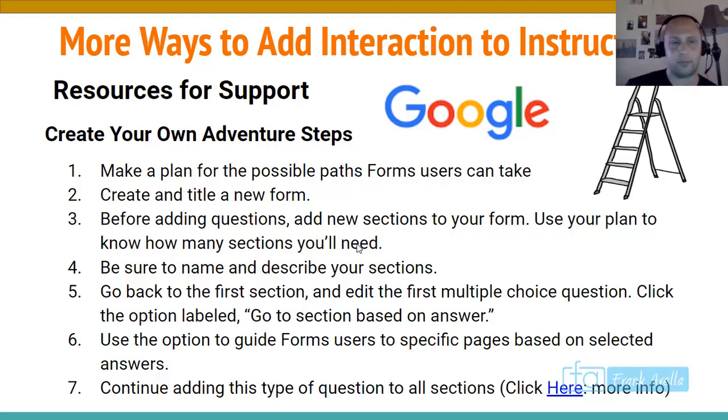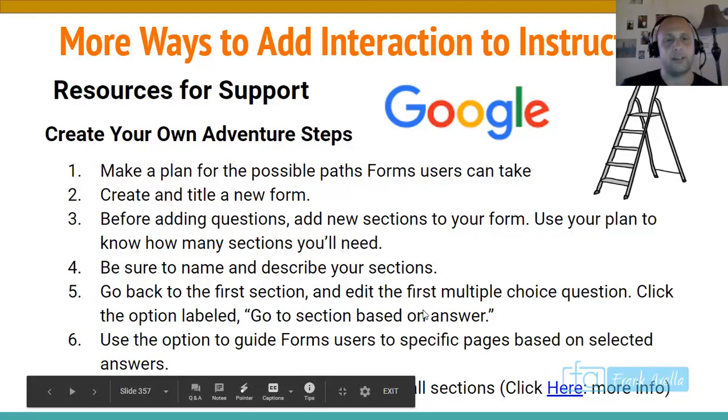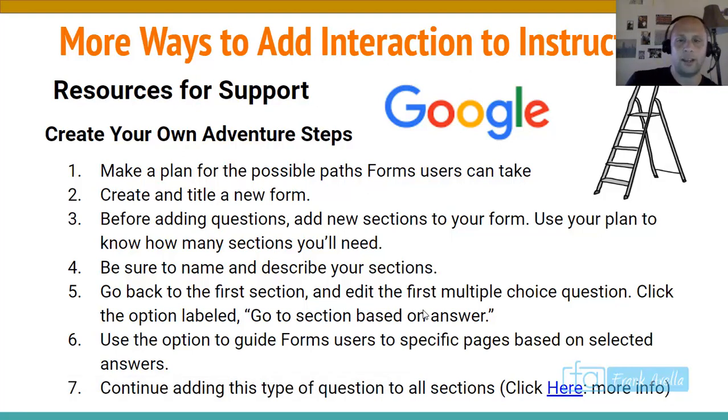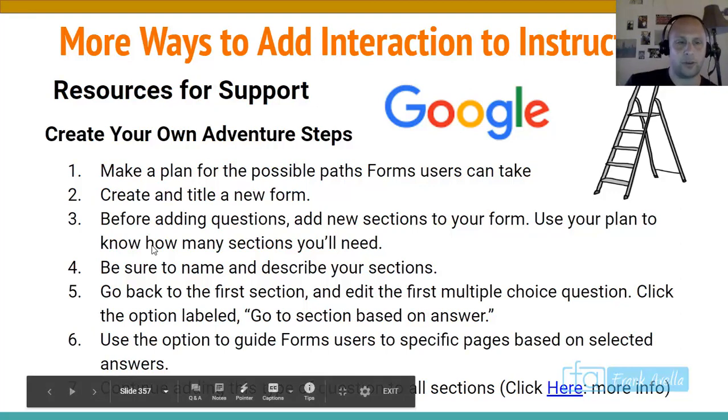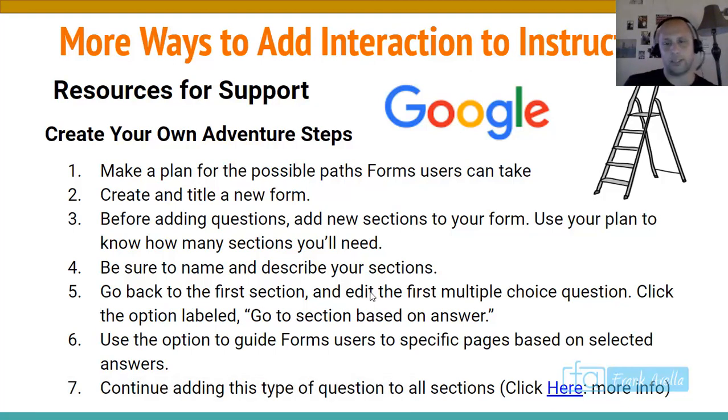Go back to the first section and edit the first multiple choice question. Click the option labeled go to section based on answer. That's how you do it, right? So you make your question, and when you click the question, you'll see it's like three little dots at the bottom there. It's like a more, and then you'll be able to select go to section based on answer. So remember, you would want to go to the first section, and then edit the multiple choice question because you'll want to send them. To edit it, you click the three little dots, and then click go to section based on answer, and then you could send them to different sections.